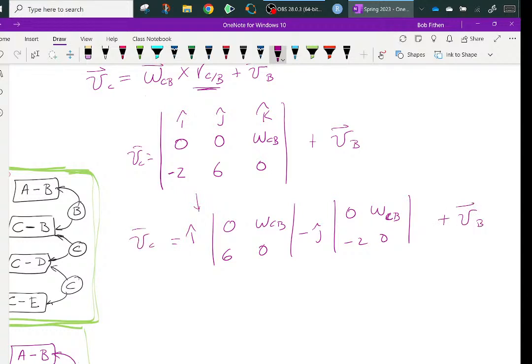And then I get that minus the other. So I get minus 6 omega CB. That's not a vector, I. That is plus. This is minus. But then there's another minus and then another minus. So you get minus 2 omega CB J. Okay.